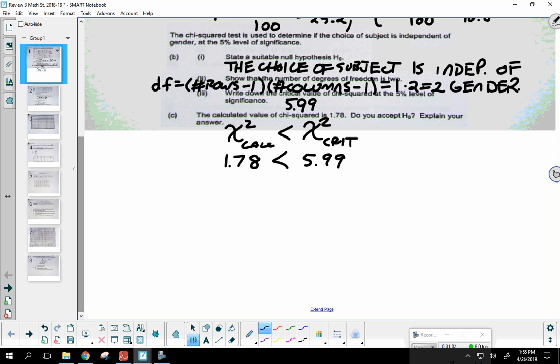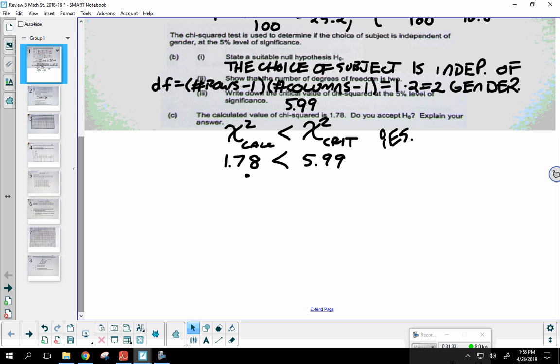Yes. If your calculated value is less than the critical value, we accept the null hypothesis. These two items are independent of each other. It's when your calculated value is greater than the critical that we reject the null hypothesis and accept the alternative hypothesis. Okay, so do you accept it? Yes. All right. So let's run through those keystrokes real fast.